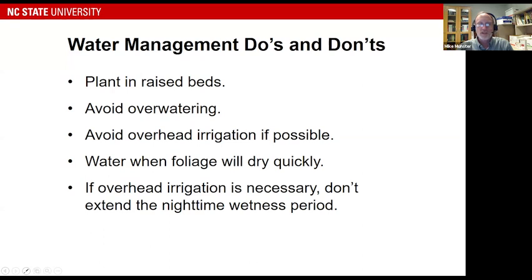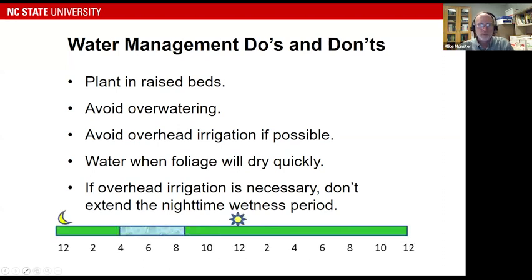Water when foliage will dry quickly, and if overhead irrigation is necessary, don't extend the nighttime wetness period. Well, what does that mean? If you think about it, on a typical summer day, somewhere in the early morning hours, I put on this graph 4 o'clock until maybe 8:30 in the morning, the plants just have a natural dew formation on them many nights. What you want to avoid is either watering before so that it stays wet all night, or watering so early in the morning that you have extended that period, because it's the number of hours of wetness at a certain temperature that often affects whether, let's say, a fungal pathogen's spores are going to have time to germinate and infect before that water dries up.